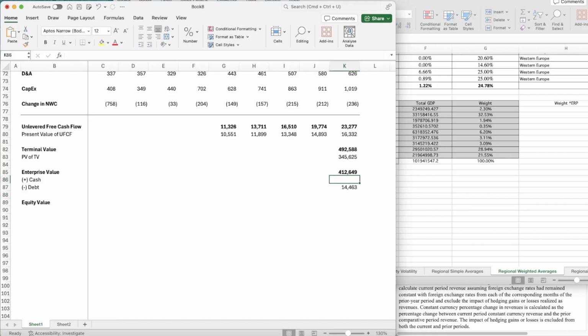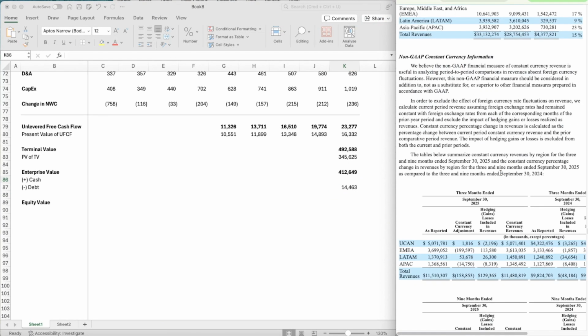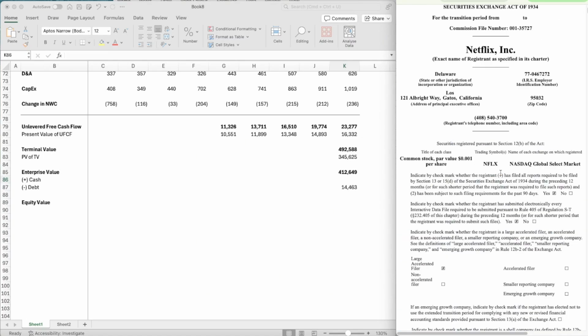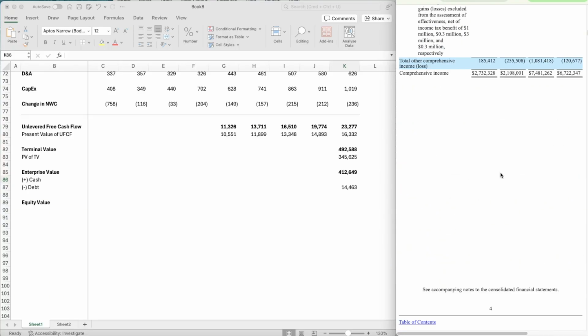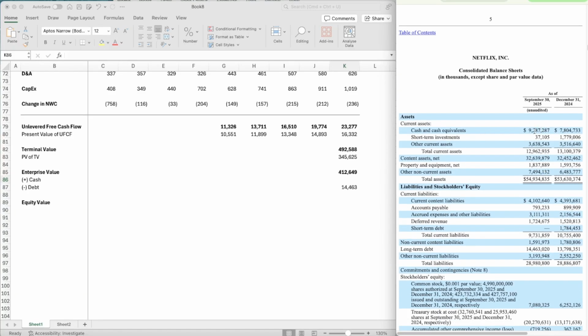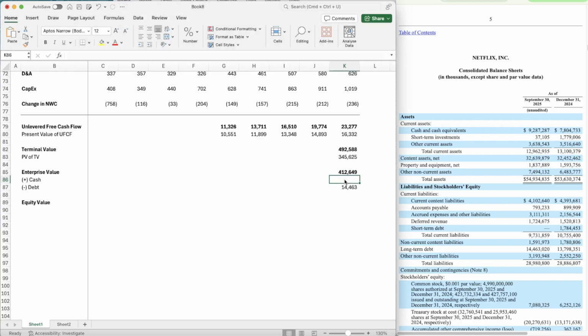But we want to know what the company has. So to the top, find the balance sheet. Here we are, cash and cash equivalents. So 9287. So it's just over 9 billion in cash. Now the equity value equals, you take your enterprise value, you add back in your cash, you subtract your debt to give us the equity value.